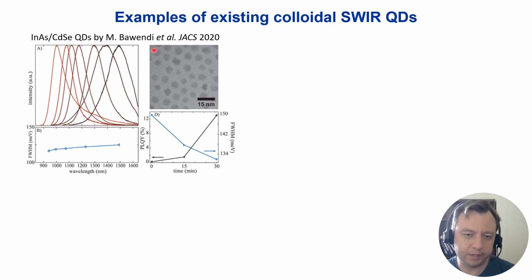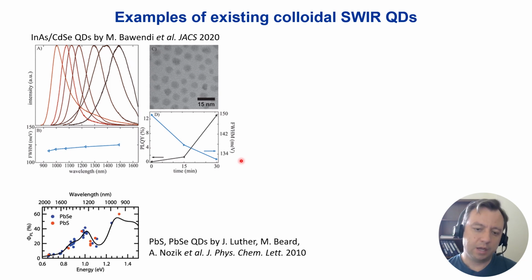group of Moungi Bawendi, Nobel laureate in quantum dot chemistry. And his group showed emission from indium arsenide quantum dots reaching past 1500 nanometers, but naturally we see that the quantum yield decreases as the emission reaches shortwave infrared.